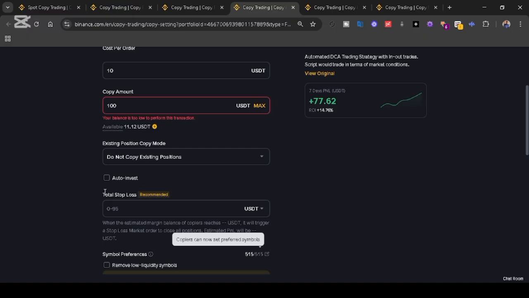Now, stop loss, total stop loss. In the total stop loss, remember we said let's assume we set out $100 to copy this trade. We will say when we lose a total of $50, stop copying this trade. That's the total stop loss here.